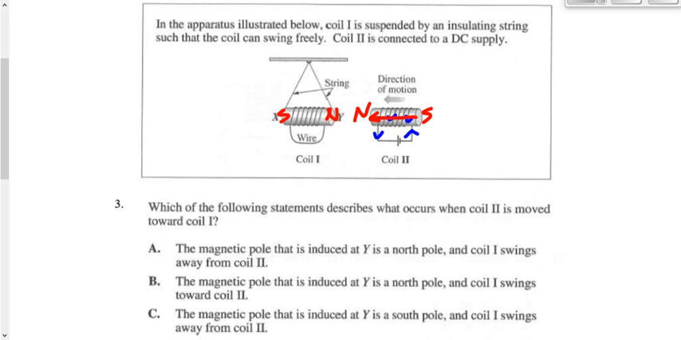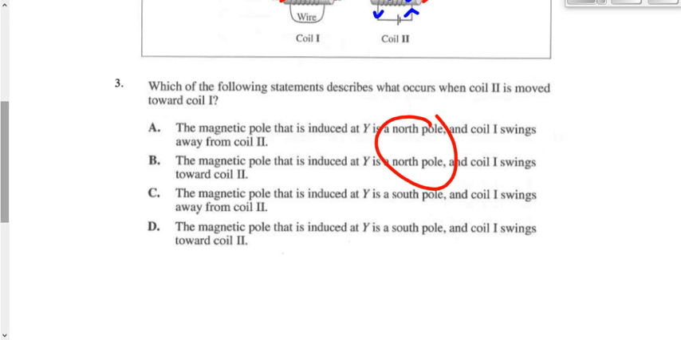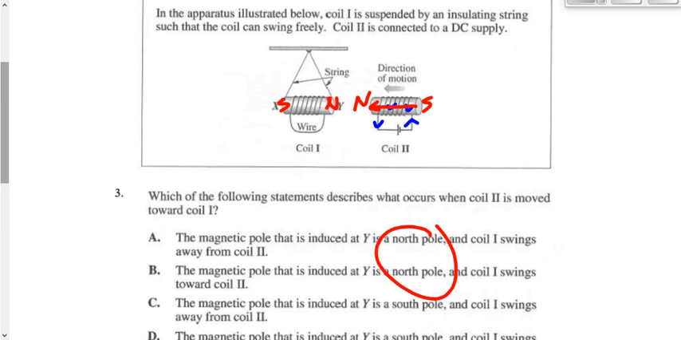Let's see what the question is here. Which of the following statements describes what occurs when coil 2 is moved toward coil 1? The magnetic field induced at Y is a north pole. Yes, so it's going to be either A or B. And when coil 2 is moved toward coil 1, what happens to coil 1? Does it get attracted or repelled? Well, we've got a north pole and a north pole. They're going to get repelled. So coil 1, unless it was fixed, would move away from coil 2. So the answer is going to be A.